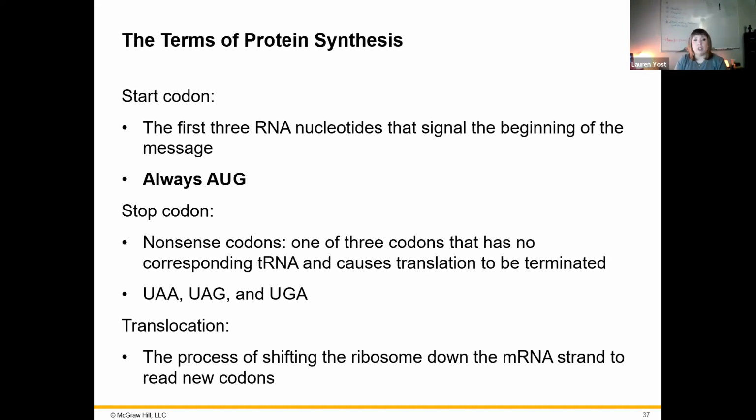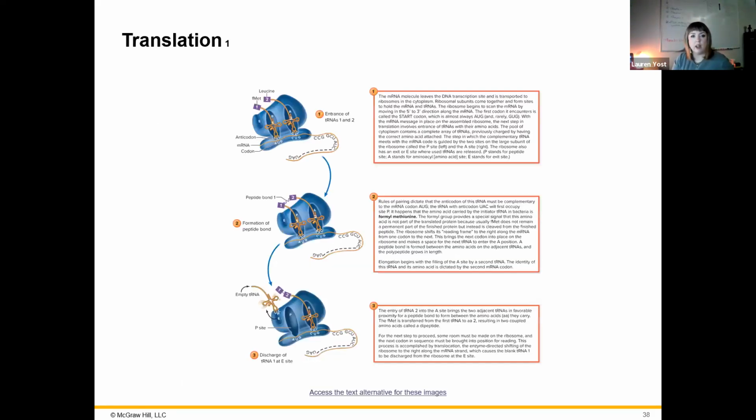And then at the end, we have a stop codon. The reason that the ribosome will dissociate and no longer try to read the messenger RNA when getting to that stop codon is because stop codons don't stand for anything. There's no amino acid for it. It's a stop. It's nonsense. Codon is literally what we call it because it doesn't give us an amino acid. So nonsense ones are the stop ones, and it causes the ribosome to dissociate and say that we are done. And then translocation is the process of shifting that ribosome down as we are reading our codons.